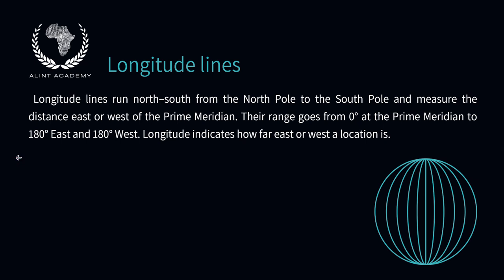Longitude lines run north to south, from pole to pole, measuring distance east or west of the prime meridian. They range from 0 degrees at the prime meridian to 180 degrees east or west. Longitude shows how far east or west a location is.